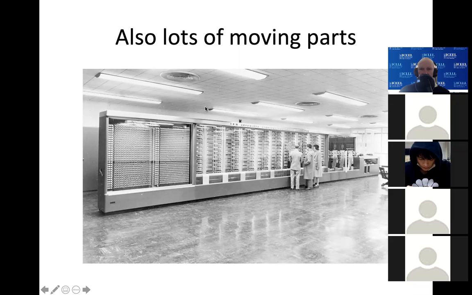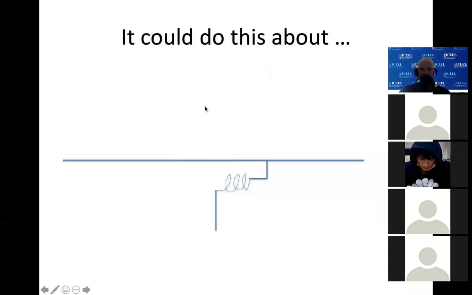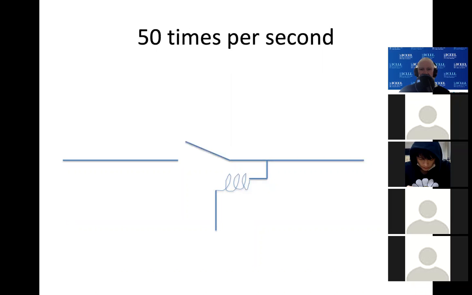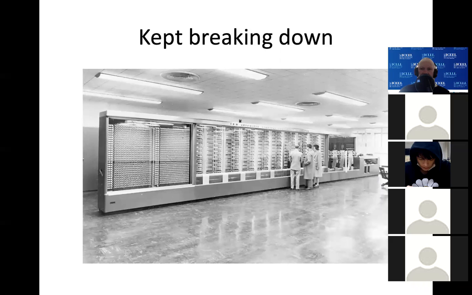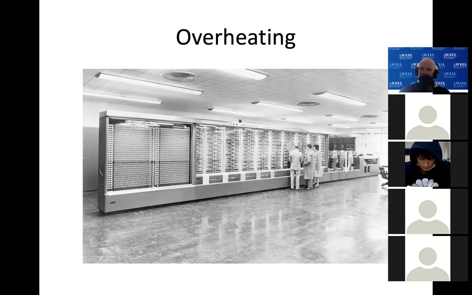Also, there are lots of moving parts. So, for example, you've got these on-off relay gates, and they're going to be moving around. And if some things are moving, that's going to break down. Something that moves is going to break eventually. And they used to break down all the time. They used to overheat because of all this moving around, on, off, on, off. Things moving get too hot, and then they break down.